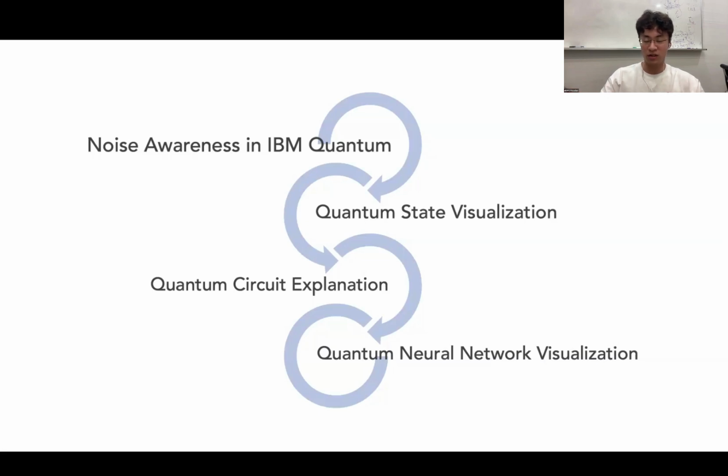And for the rest of the three works, the first one is quantum state visualization. So we move a little bit forward compared to the previous one, and we focus on how to visualize quantum states. Then for the third work, we move a little bit further again to focus on explaining what a quantum circuit is. And at last, which is also our most recent work, we studied how to visualize the quantum neural network, which is a brand new application in quantum computing and is very popular. That's why I think there's a need to study it and make it easier to understand for novices and users.